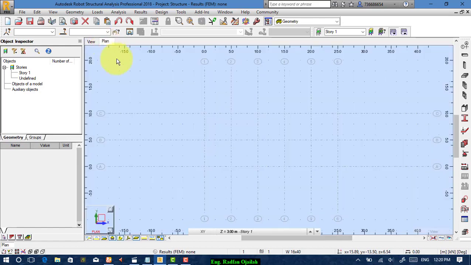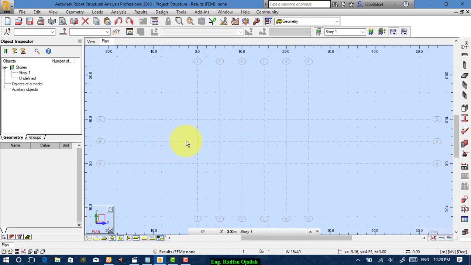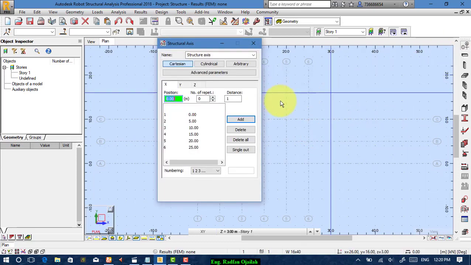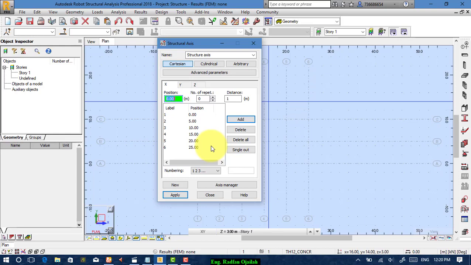And to add new grid lines, that means assume that you have a building consisting of 2 or more blocks. One of them is in this direction and the second one is in this direction, for example. So what should we do in order to model that building? Well, the first step is making the grid lines as a reference for that building. So go back to this icon and define a new axis.